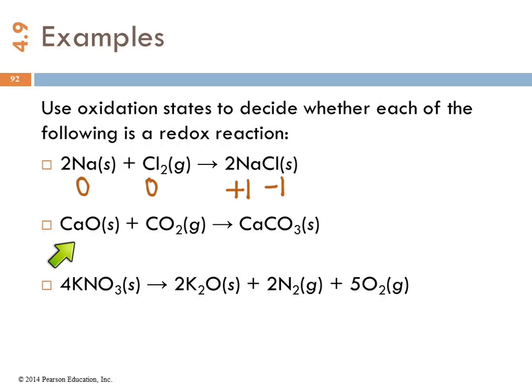Let's look at this one. Here we have an ionic compound reacting with a molecular compound to form a different ionic compound. We need oxidation states here. So, in calcium oxide, what's the oxidation state of calcium? It's its charge, +2. And oxygen? -2. Okay, carbon dioxide. Who do we have to look at first? The oxygen. So the oxygen is going to be -2. There's 2 of them. So the carbon has to be +4.